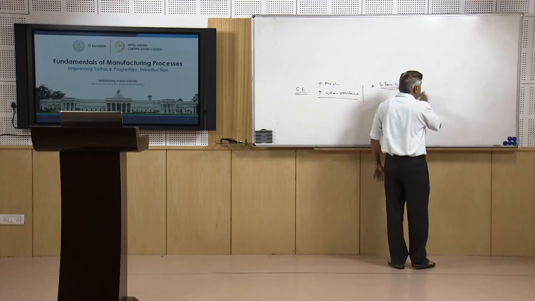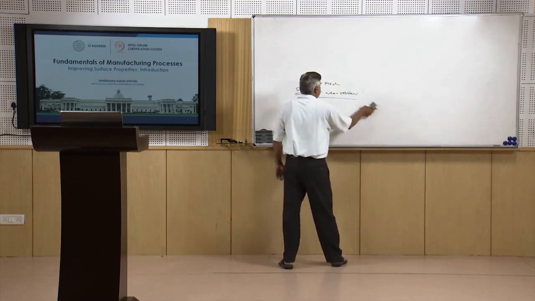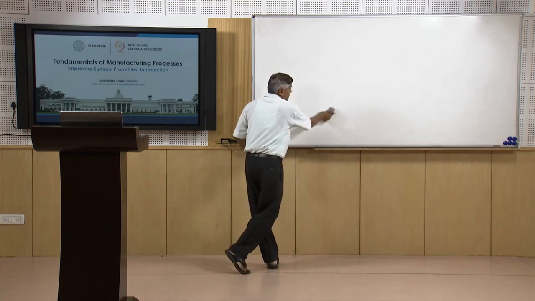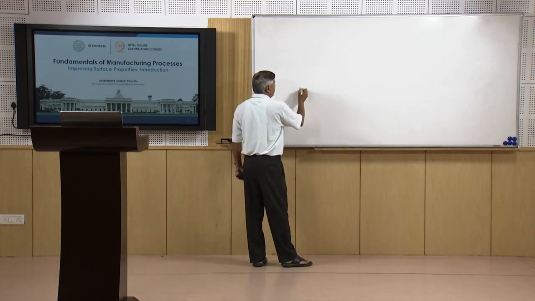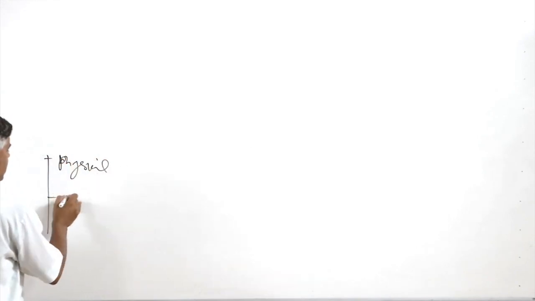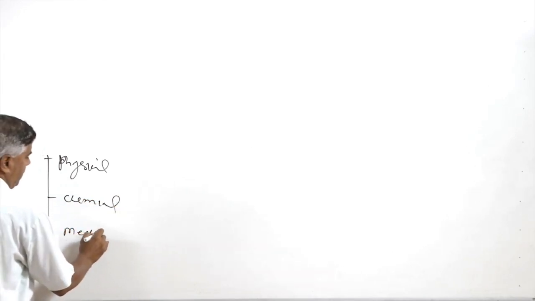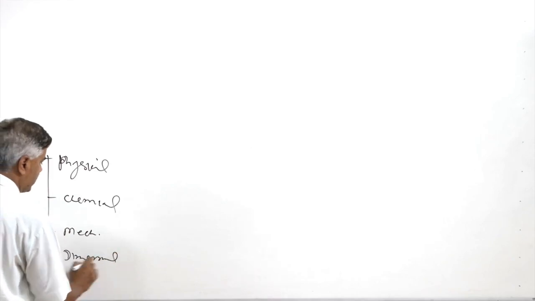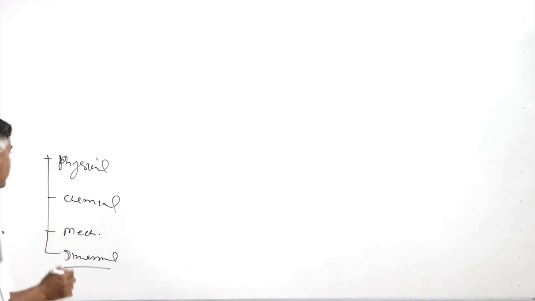Now we will be looking into the properties that are important from the performance point of view. These properties can be grouped into four headings: the physical properties, chemical properties, mechanical properties, and the dimensional properties. These are the properties which are important from the performance point of view of the surface modified components.